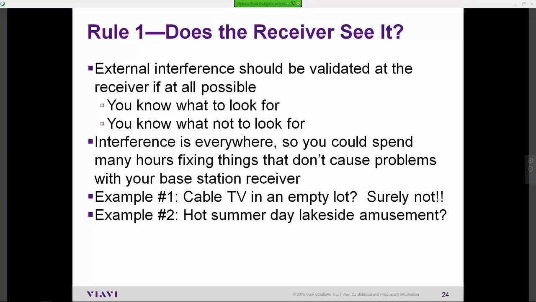Example one, cable TV in an empty lot? Surely not. And Roy is actually the person that shared with me the story, that they had a customer they called on, that they knew it was cable TV. They'd plugged into the receiver, they saw the proverbial cable TV signature, and they're looking in front of the site, and there's a residential area just beyond. They proceed to drive the residential area, found lots of examples of cable TV interference within that residential area.